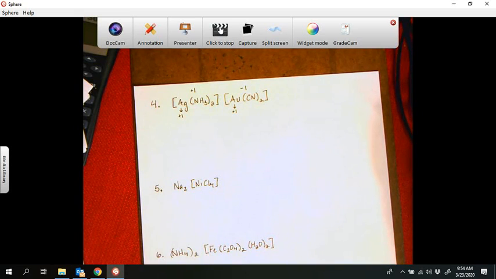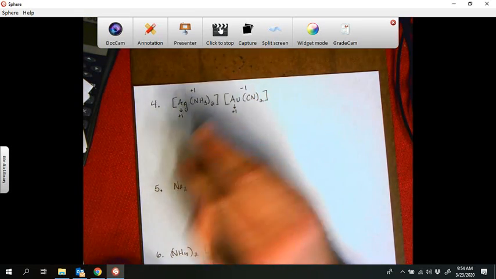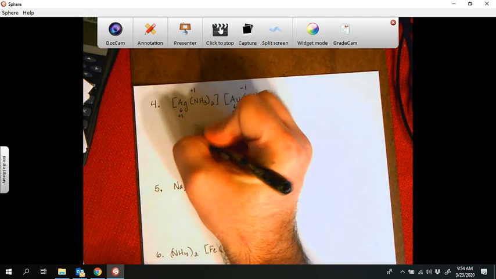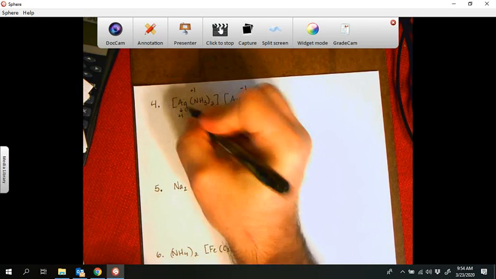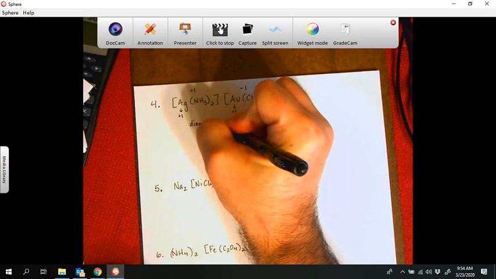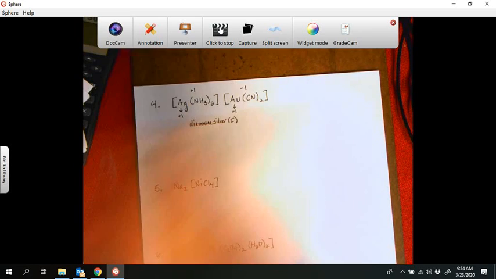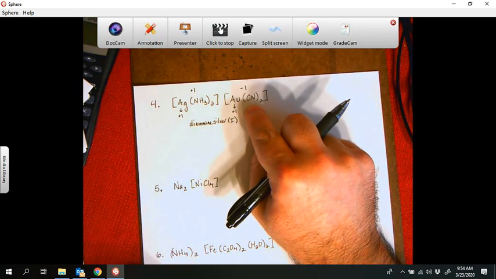We're going to name the cation first. It is a complex ion, so we start with the ligand, and there's two of them. So we have diammine. Then we name the full name of the metal, silver, and put its charge in parentheses, 1. Now we leave a space and we write down the anion's name.